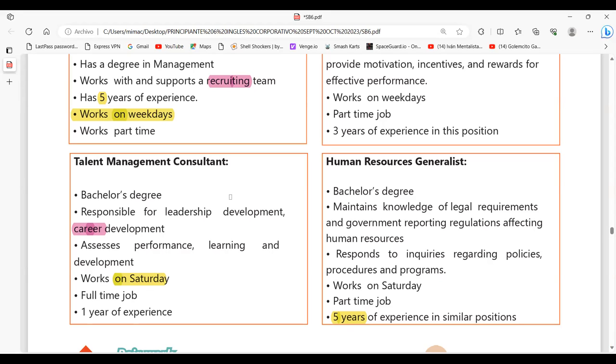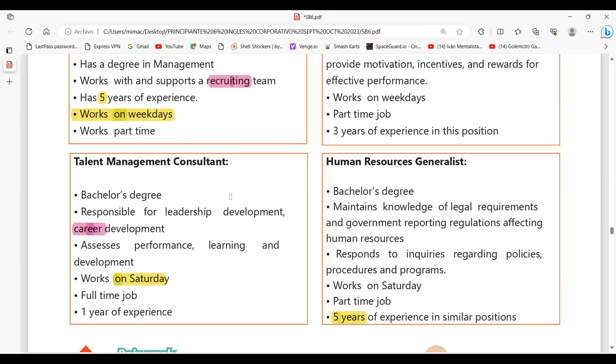And now, human resources generalist. Bachelor's degree. Maintains knowledge of legal requirements and government reporting regulations affecting human resources. Responds to inquiries regarding policies, procedures, and programs. Works on Saturday, part-time job, 5 years of experience in similar positions.